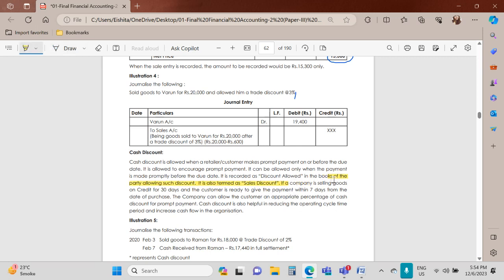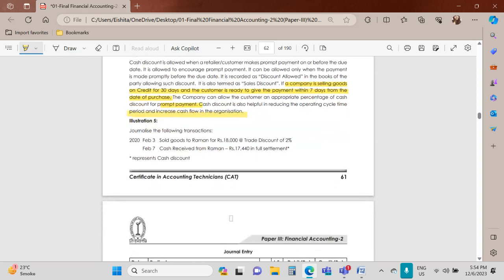If a company is selling goods on credit for 30 days and the customer is ready to give the payment within 7 days from the date of purchase, the company gives him 22 days ka cash discount. The company can allow the customer an appropriate percentage of cash discount for prompt payment. Cash discount is also helpful in reducing the operating cycle time period and increase the cash flow in the organization.